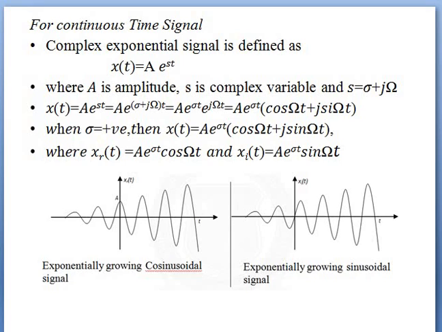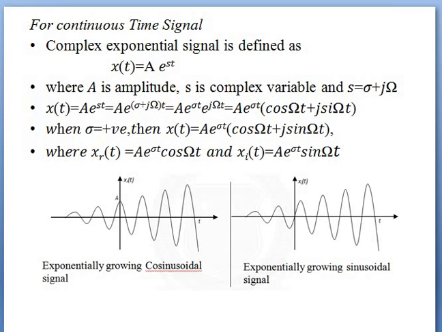For the continuous time complex exponential signal, x of t equal to A e power st, where A is the amplitude and s is a complex variable that is equal to sigma plus j omega. Here s is replaced by sigma plus j omega, so this becomes A into e power sigma t into e power j omega t, that is A e power sigma t into cos omega t plus j sin omega t.